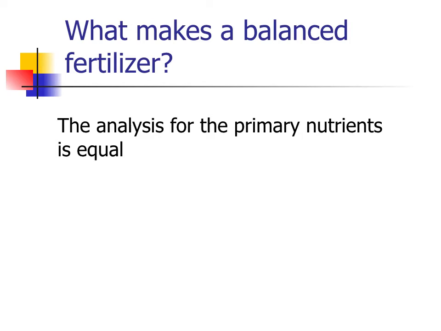So what makes a fertilizer balanced? We already talked about complete or incomplete. Now balanced, kind of sounds like vitamin commercials, doesn't it? The analysis for the primary nutrients is equal in value. What are the primary nutrients again? Nitrogen, phosphorus, potash, also known as potassium, correct.